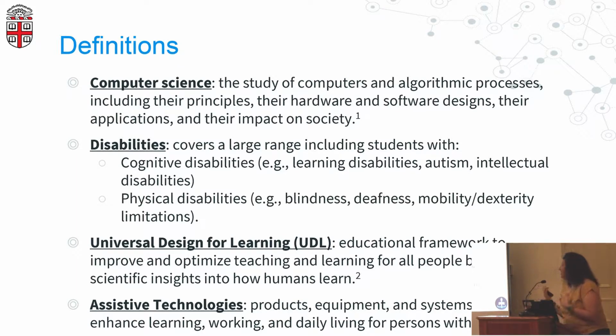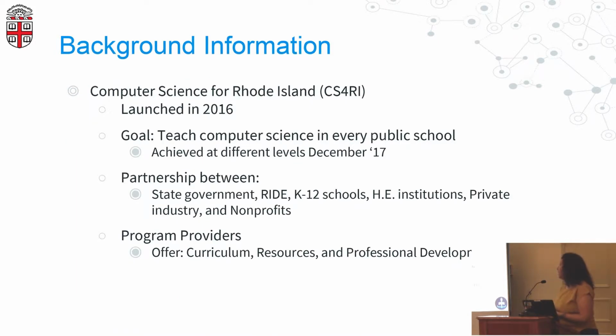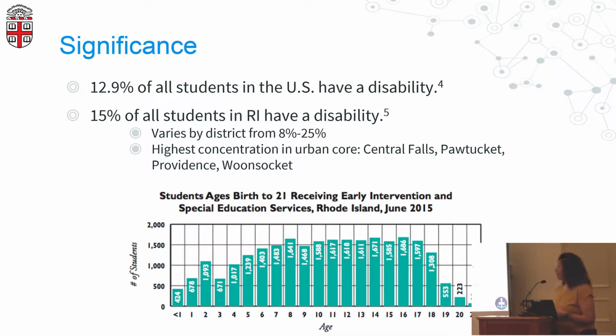Great, so what is Computer Science for Rhode Island? So CS4I was launched in 2016, and it's a partnership between state government, the Rhode Island Department of Ed, K-12 schools, higher ed institutions, private industry, and nonprofits, and the goal is to have all public schools teach computer science. This goal was met at some level in 2017, but the levels of how it was met varied. So while some schools had computer science courses, other schools were just involved in doing an hour of code. CS4I has program providers, and what they do is that they offer schools curriculum, resources, and professional development, which I will now refer to as PD.